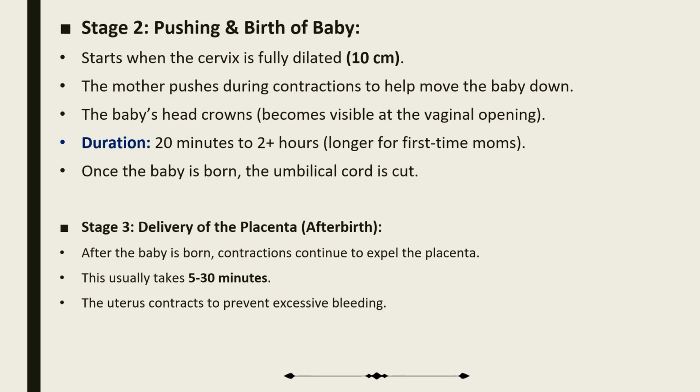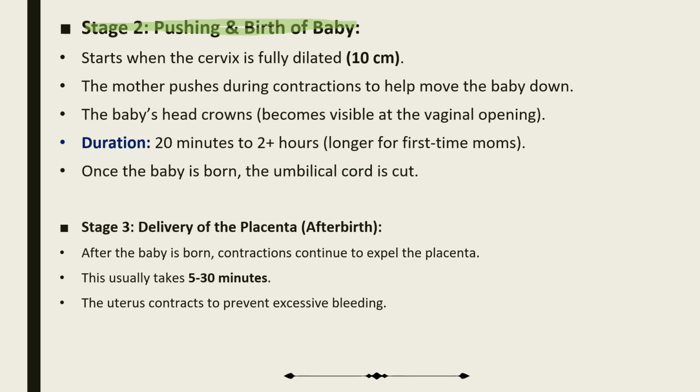Stage number 2 is pushing and birth of the baby. Stage number 2 starts when the cervix is fully dilated to 10 centimeters. The mother pushes during contractions to help move the baby down. The baby's head crowns, becoming visible at the vaginal opening. Duration is 20 minutes to 2+ hours, longest for first-time moms. Once the baby is born, the umbilical cord is cut. The umbilical cord is a tube-like structure which connects the baby to the mom.